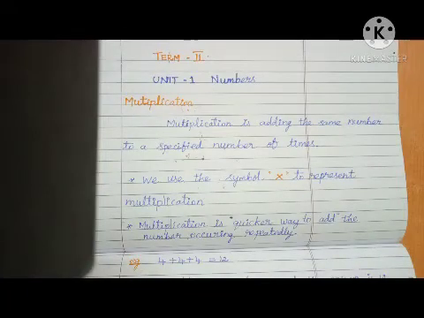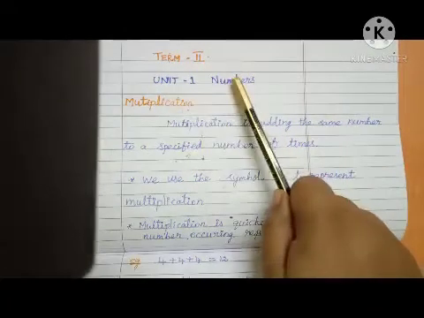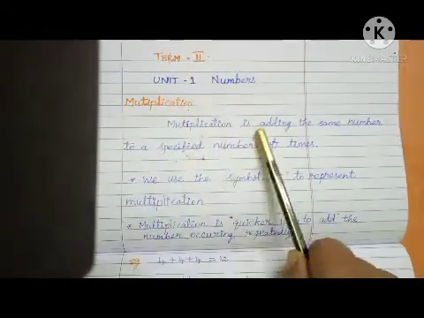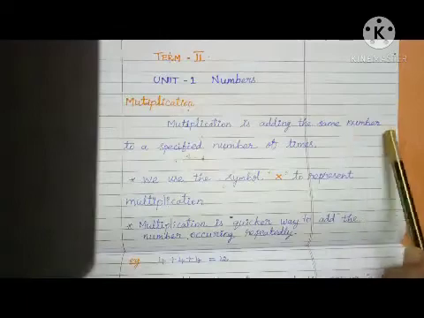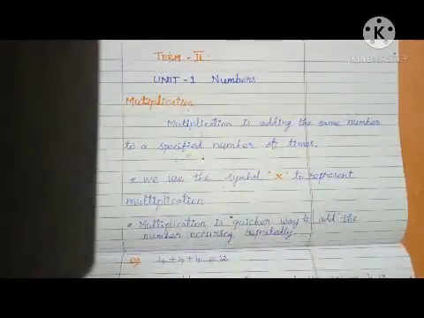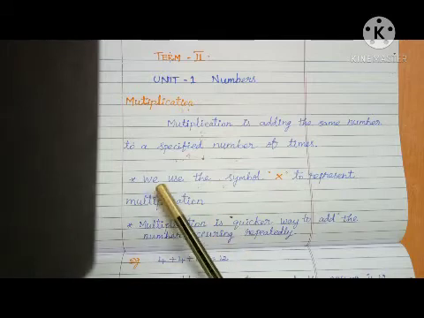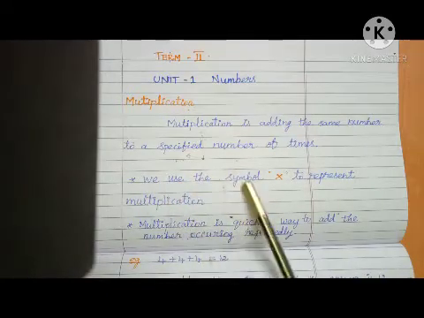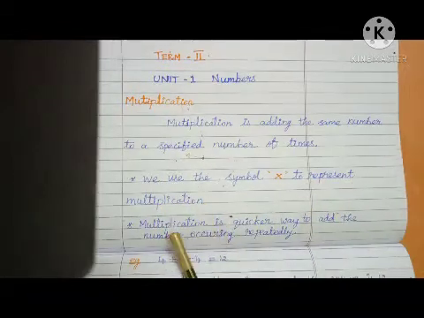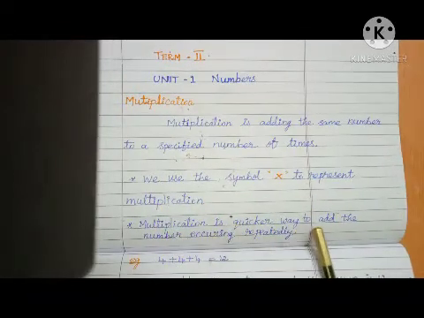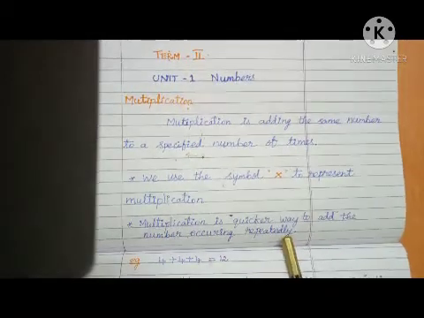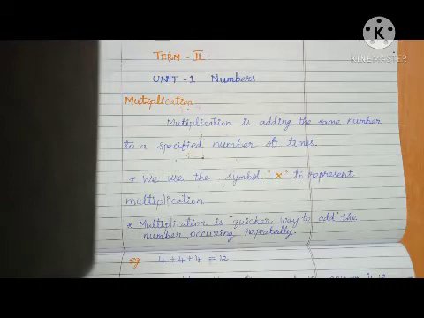So this is your Term 2 classwork, Unit 1 Numbers. First you write the definition for multiplication. Multiplication is adding the same number a specified number of times. We use the symbol of 'into' to represent multiplication. Multiplication is a quicker way to add a number occurring repeatedly. Example here.